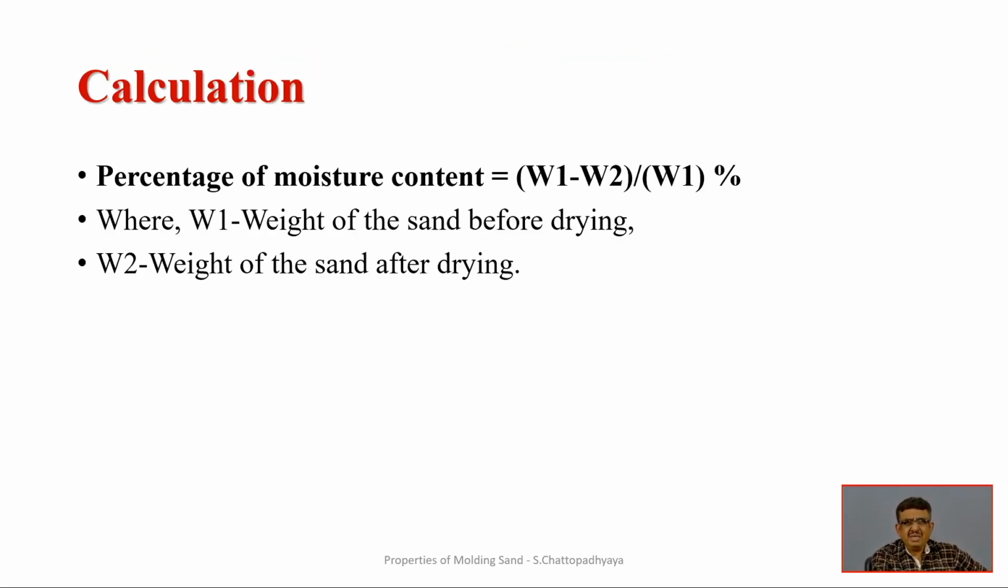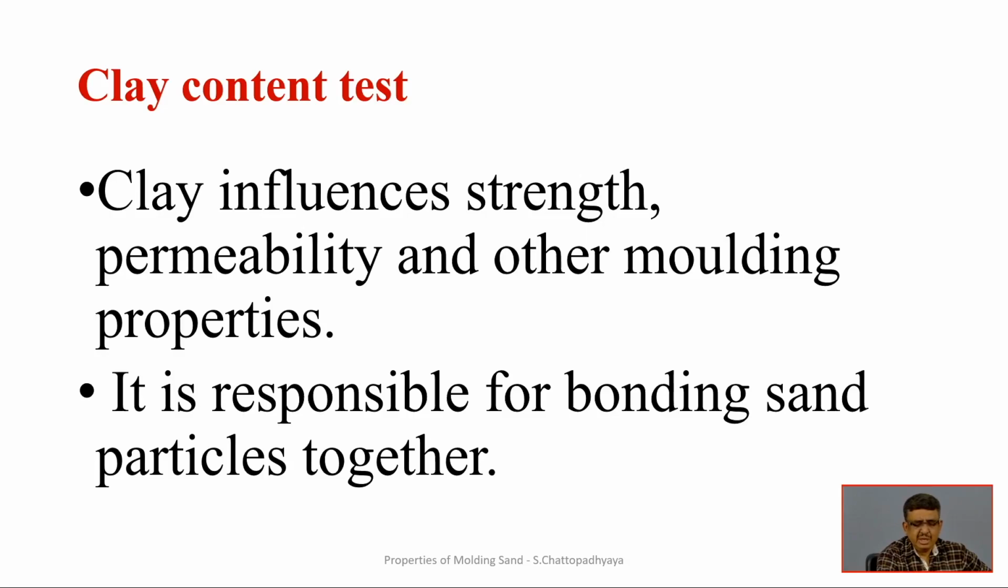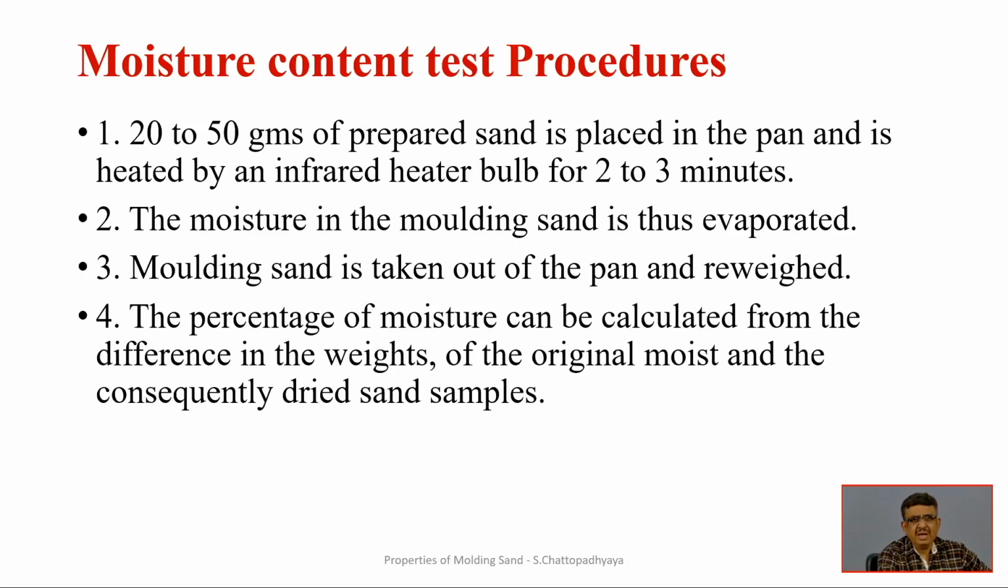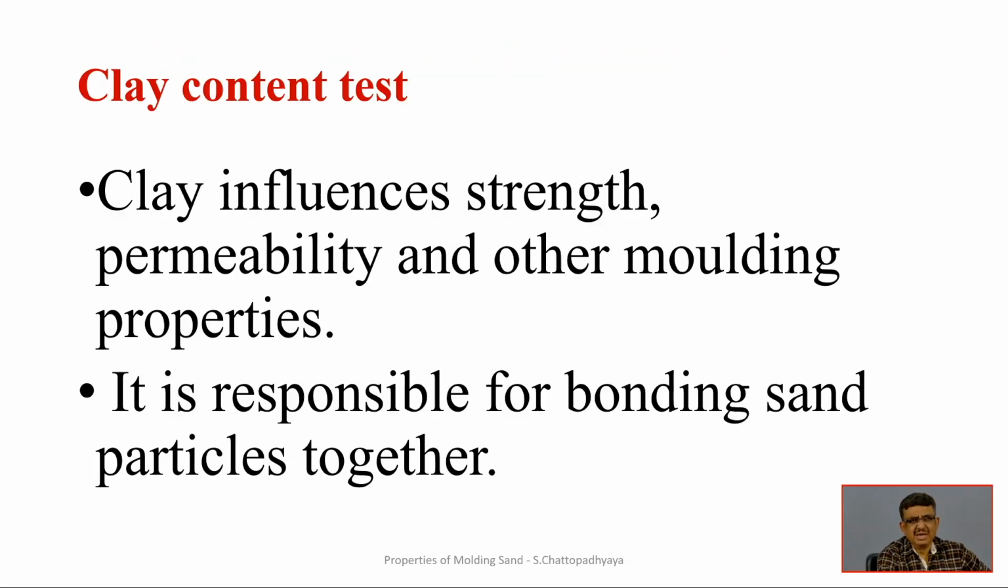So the calculation is that at the green state you weigh, after that at the dry state you weigh, and then divide by W1, that is the green state weight, and according to that one can find out the moisture content. That is the calculation behind this typical test of moisture content.